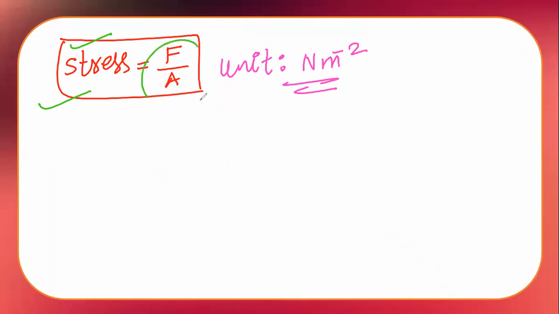Next, stress. Restoring force per unit area is called the stress. The unit of stress is force per unit area, Newton per meter square. Stress is also of three types: longitudinal stress, tangential or shearing stress, and the third one is volume or bulk stress. For all of them, force per unit area is the formula.